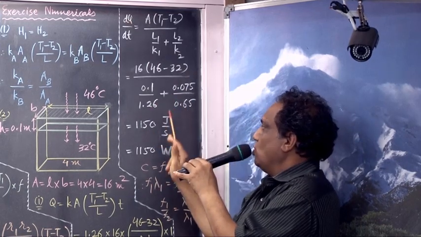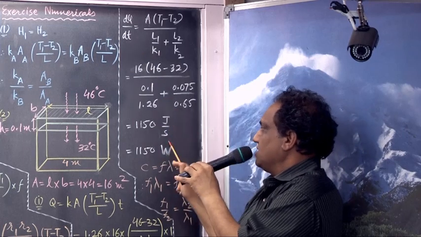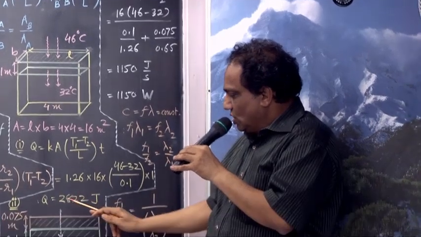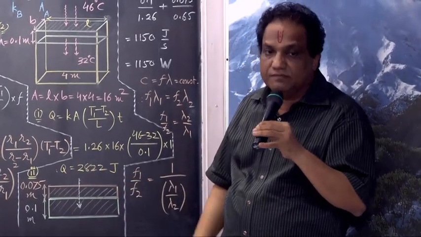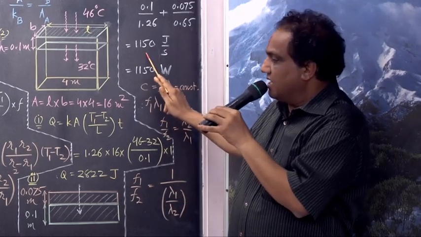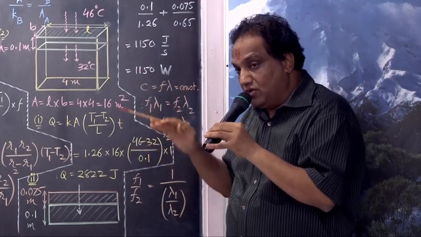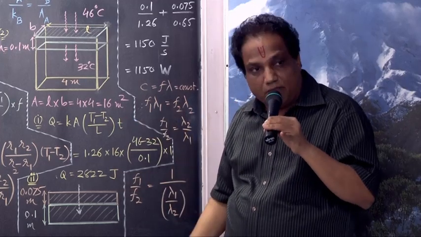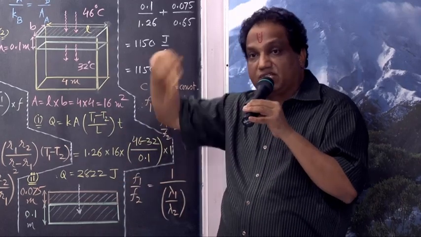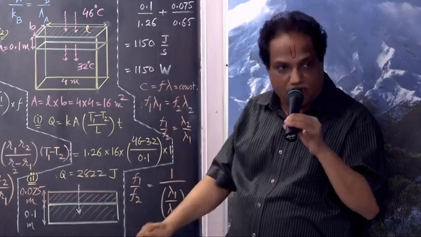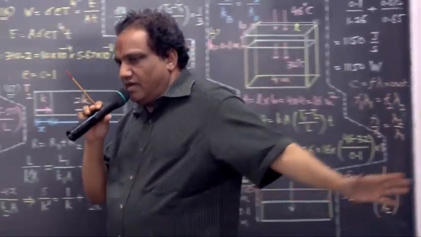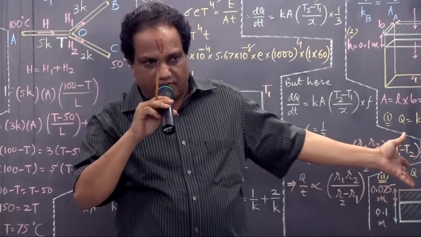Unit of heat energy is joule, unit of time is second, so joule per second. You see here 2822, nearly 3000, and this is nearly 1000. So the heat flow has been reduced to one third by applying a layer of bricks. That's why people prefer this extra brick layer on the surface of the ceiling. On the terrace, we apply this brick layer for the same reason.